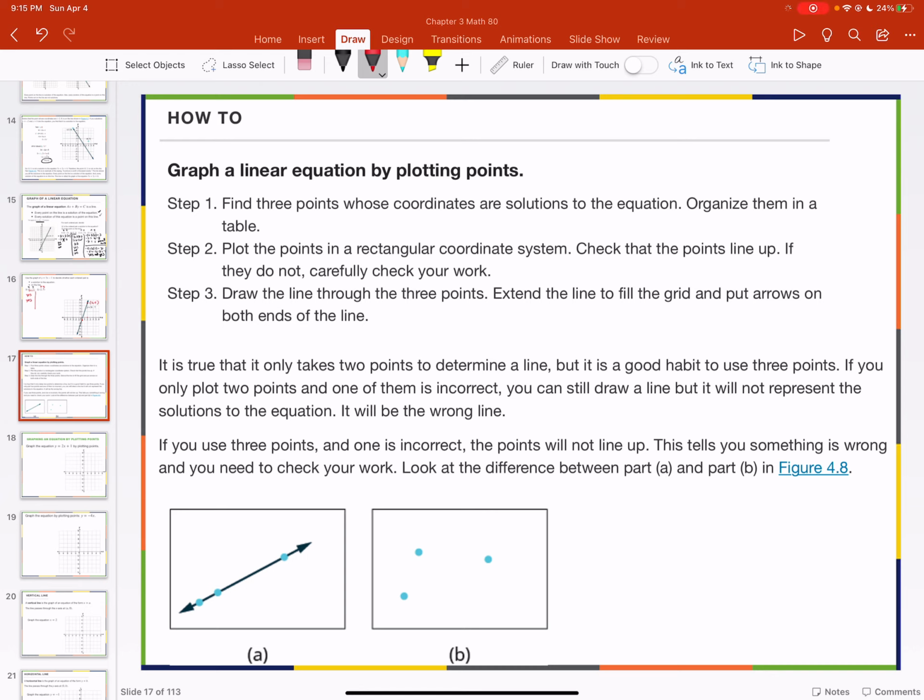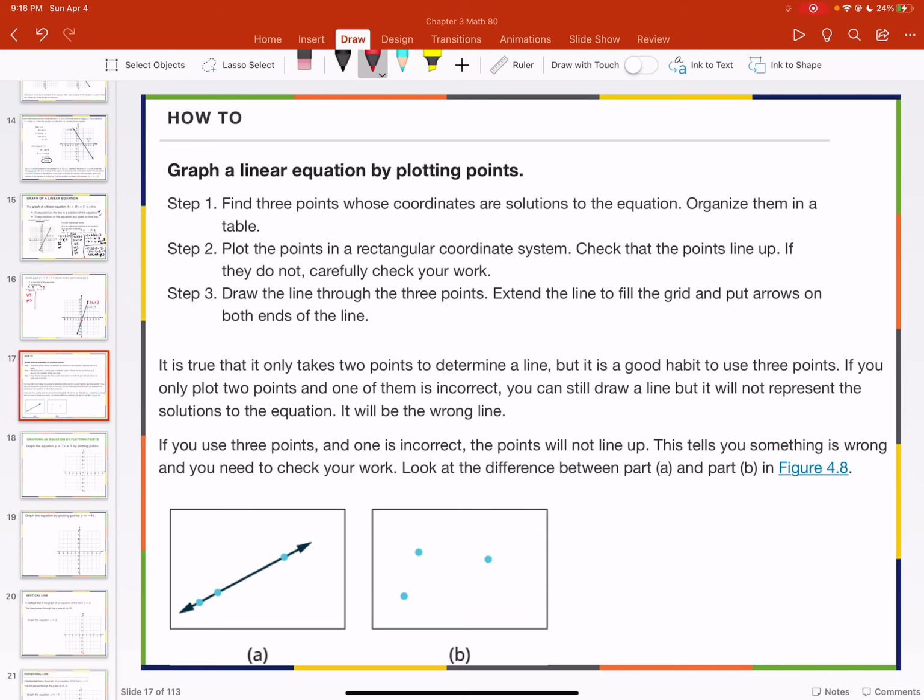Now, it works backwards. So if you want to graph a linear equation, let's say you just had the equation and you want to draw it in a picture. You can find points, and then you can plot them. It's good to use 3 points, and I'll show you. We do that by making a table. We usually pick 3 values of x and their corresponding values of y.